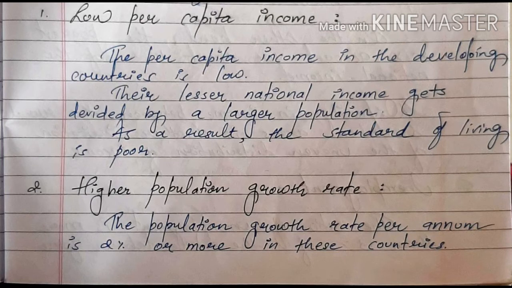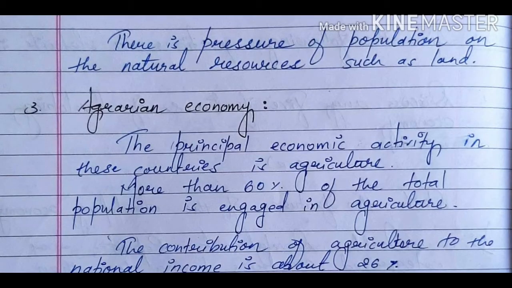The per capita income in the developing countries is low. The lesser national income gets divided by a larger population. As a result, the standard of living is poor. Second one is higher population growth rate. The population growth rate per annum is 2% or more in these countries. There is pressure of population on the natural resources such as land.